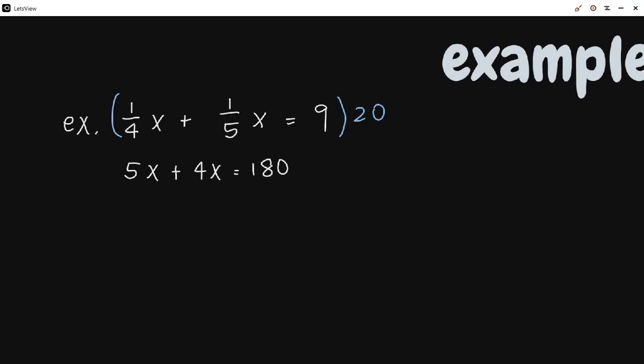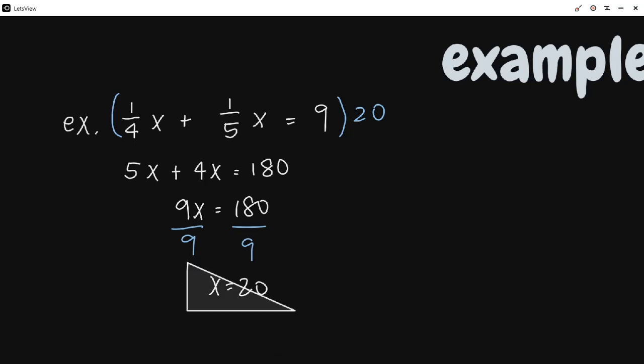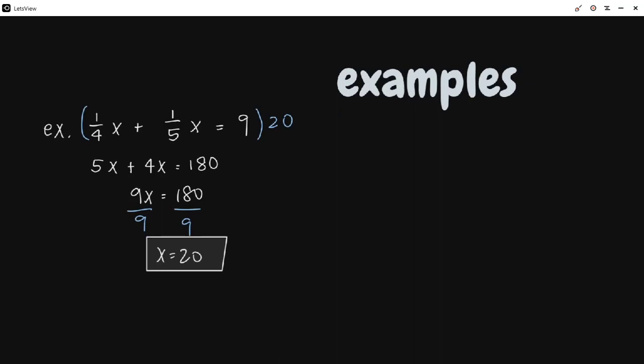So 4x plus 5x is 9x, and then we're going to divide by 9 to get x by itself. So x equals 20. Oh, that was really bad, sorry. Okay, and then we have to check.